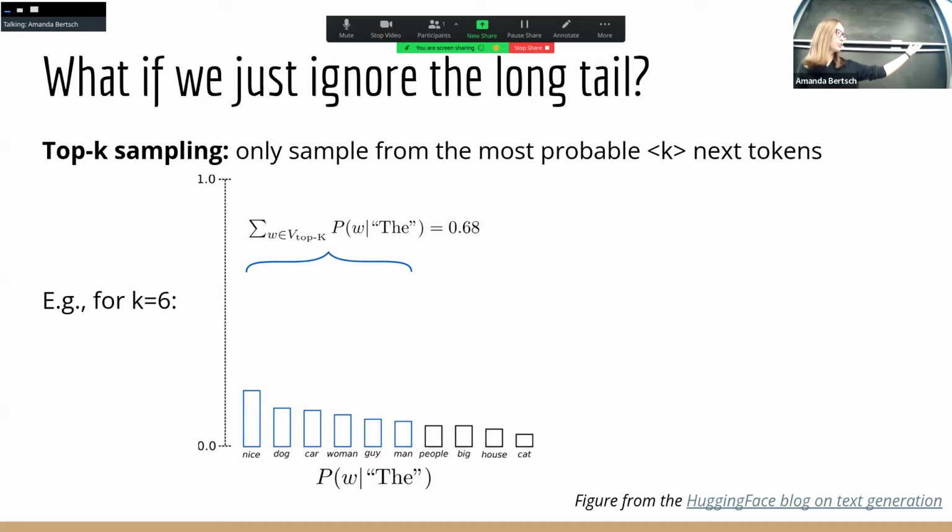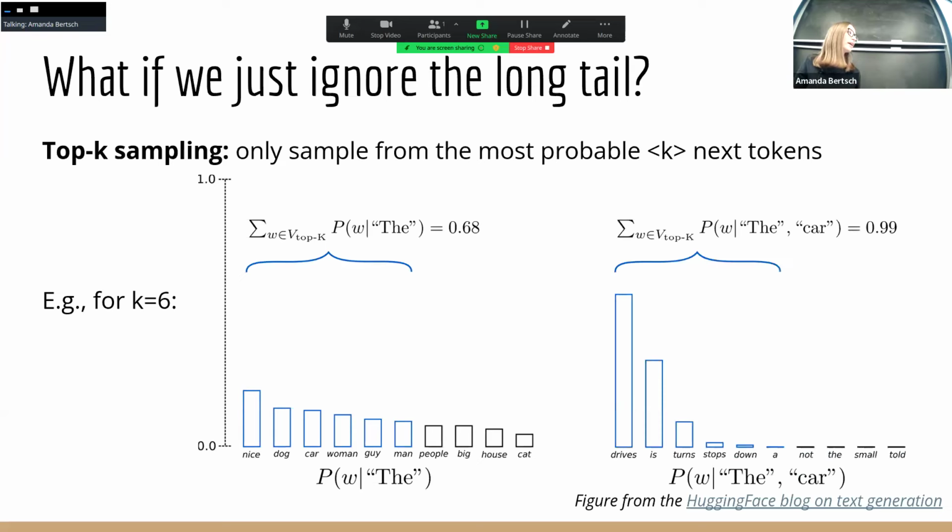In this example, the distribution is pretty flat. There are a lot of things that are kind of likely, right? So those 6 tokens are only 68% of the total probability mass. If we go one time step further, we might have a distribution that's a lot peakier, where most of the mass is on just a single token. And so sampling from just the top 6 tokens captures 99% of the probability mass. Maybe we say that seems a little excessive, right? We don't really need all of these tokens that are all kind of low probability. Maybe we just want to sample from the top half of our distribution, or the top 90%.